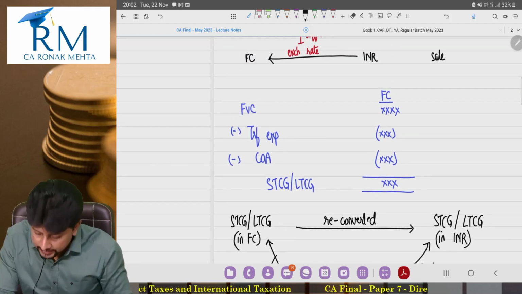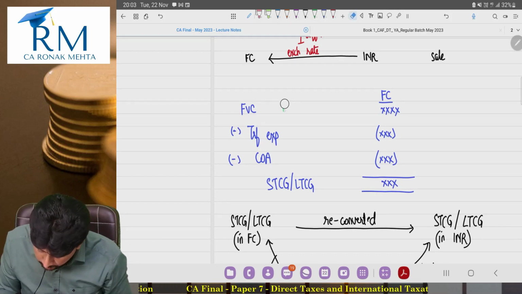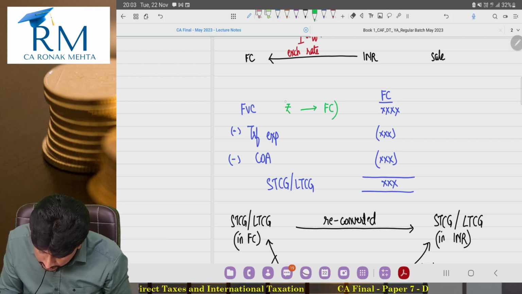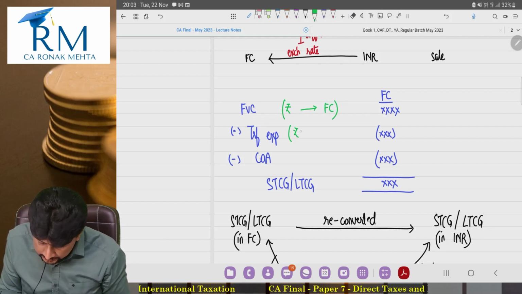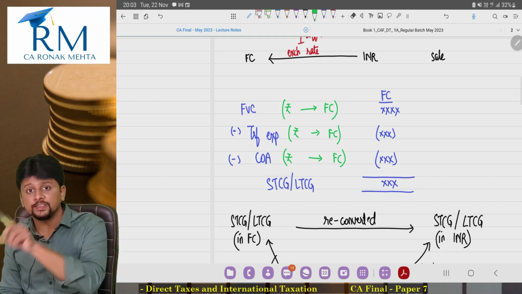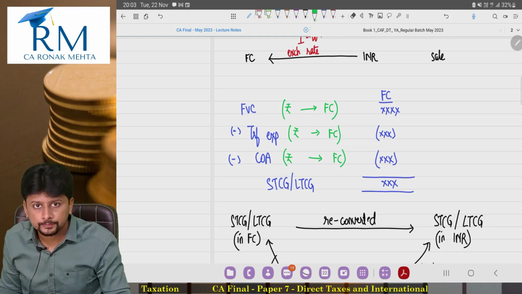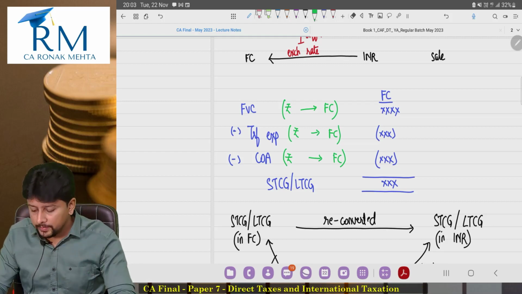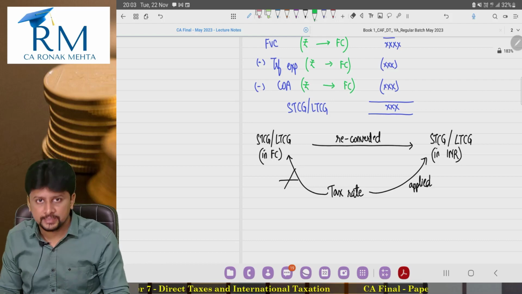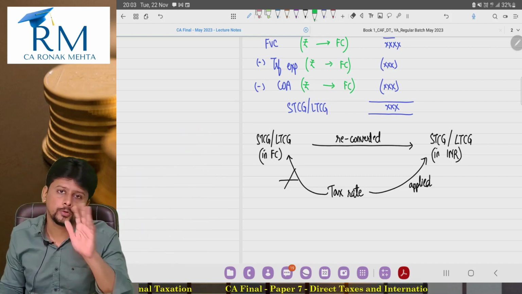What will now happen is that my full value of consideration, which is in rupee terms, will be converted into foreign currency. My transfer expenses and my cost of acquisition will all be converted into foreign currency. Then the foreign currency wala capital gain will be reconverted back into rupees, and that will be only for the limited purpose of applying tax rates. He is going to take back foreign currency only into his country. Ab, thoda common sense use karo.